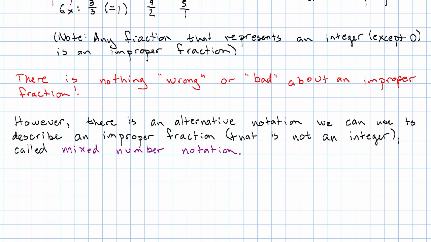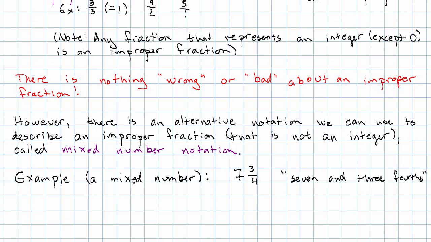What is mixed number notation? This is an example of a mixed number, 7 3/4. Note the use of the word and. The word and in the name of a number always introduces a fraction part. In a mixed number, we have two parts, a whole number part and a fraction part, which must be proper.